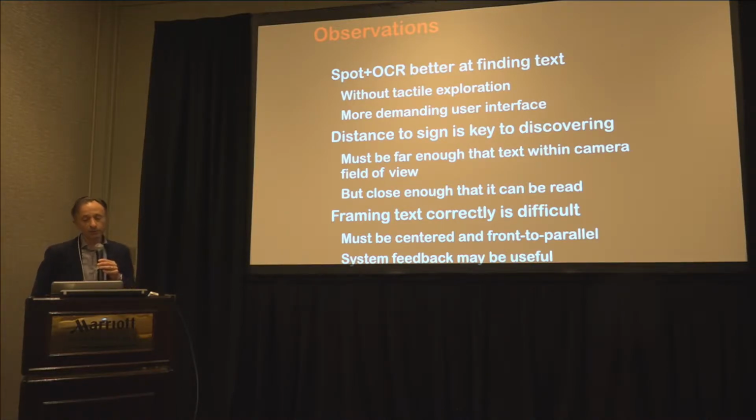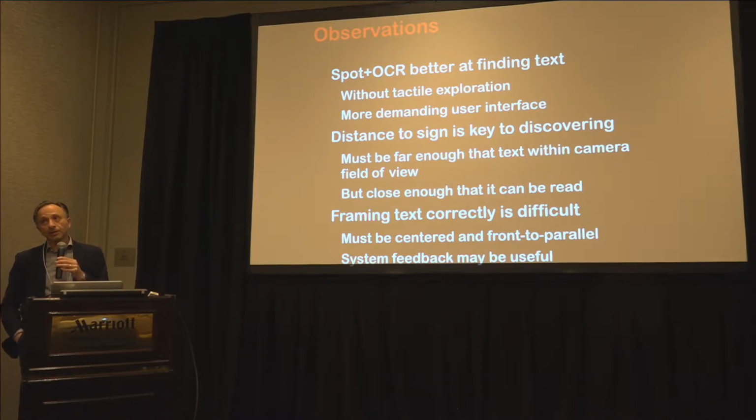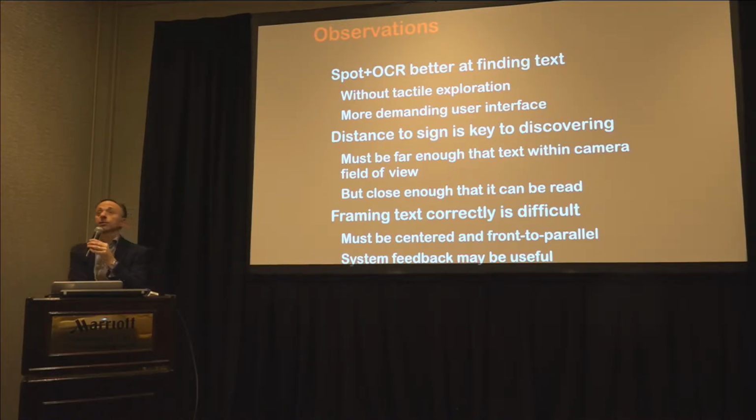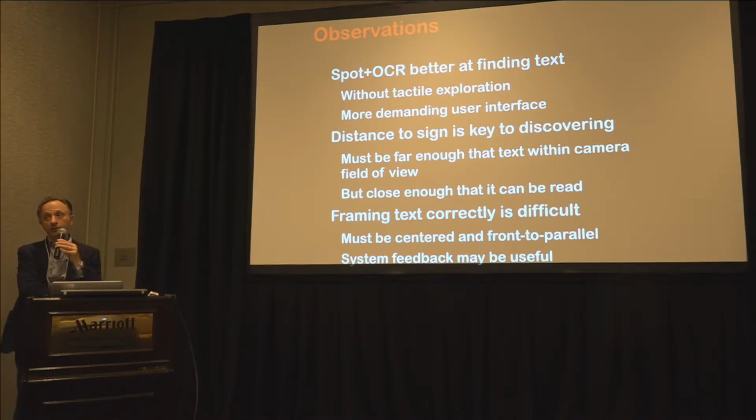And I conclude with these observations. The Spot+OCR system with text spotter is definitely better at finding text than SeeingAI, unless you start exploring the scene with your hand. How many people will do that? Not clear. Not everybody wants to touch all of the walls, not knowing exactly what is there. It does require, however, significantly more user interface action by the user, and it takes more time.